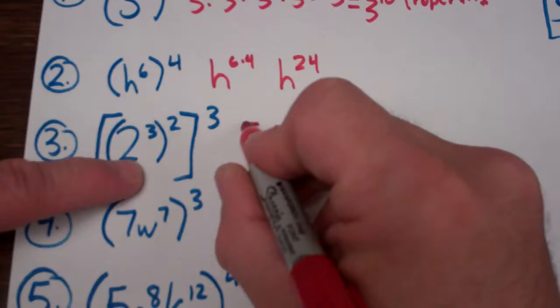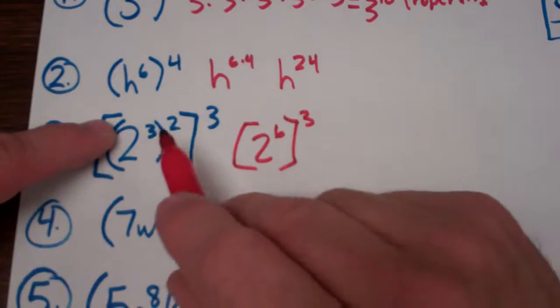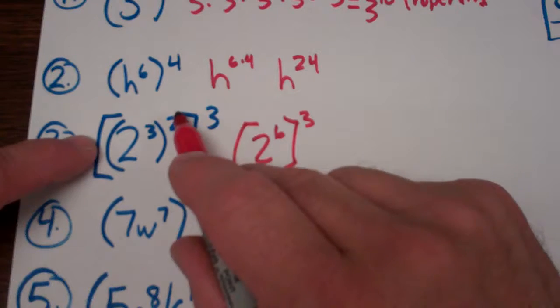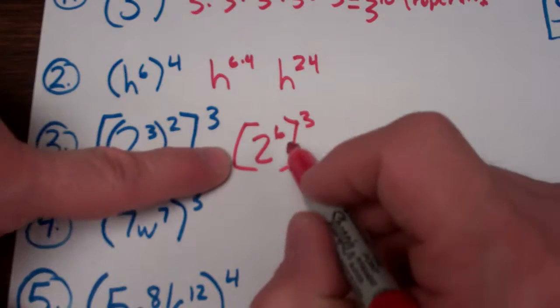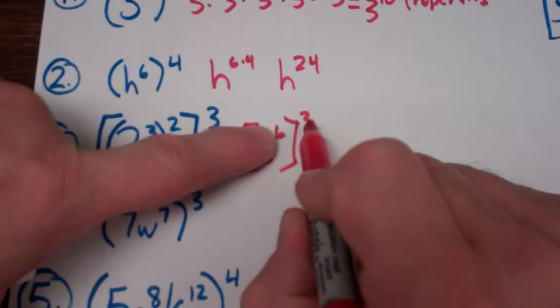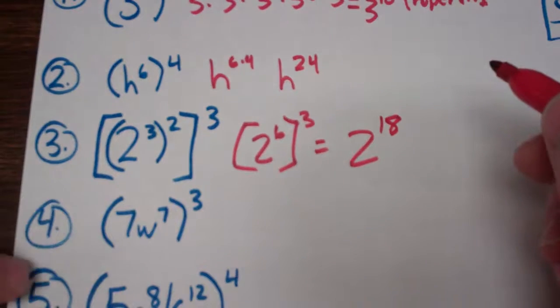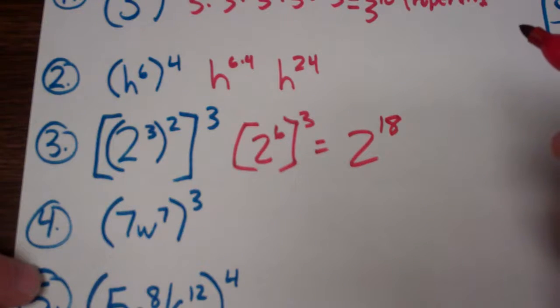But that thing is still to the 3rd power. So this thing is 2 to the 6th, but that whole thing is to the 3rd power. Again, I'd have 2 to the 6th times 2 to the 6th times 2 to the 6th, or 2 to the 6 times 3, which is equal to 2 to the 18th power. And you could solve that if you want. I don't think they ask you to on this. They just ask you to write them with exponents.